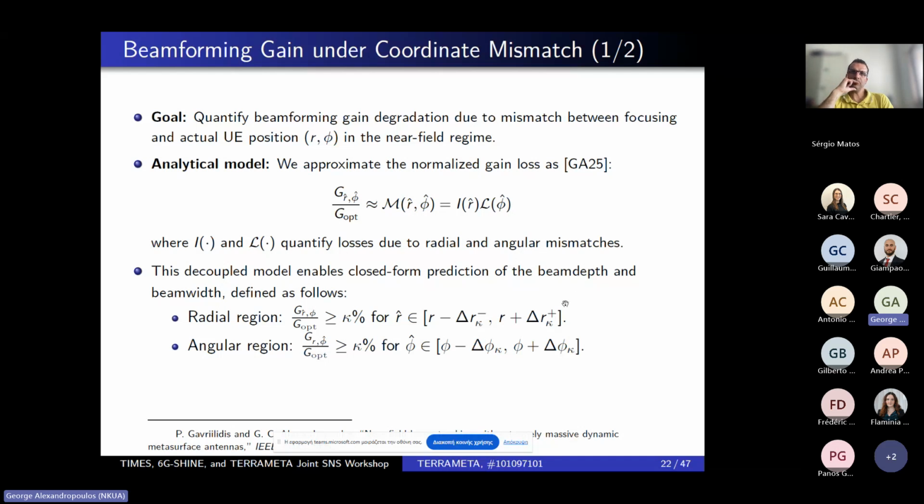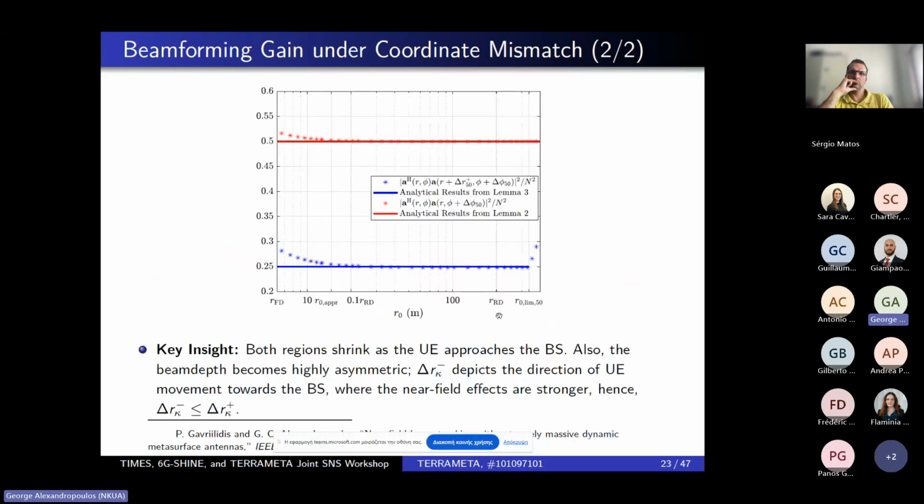With this decoupled model, we have managed to get closed-form predictions of both the beam width and the beam depth, which are given by the expressions that you see here. This is the radial region up to which, for example, the normalized gain loss becomes larger than a percentage of the QoS that we want to achieve, and the angular region. And as you see here, there are some critical values of these ΔR and Δφ derived analytically in this paper.